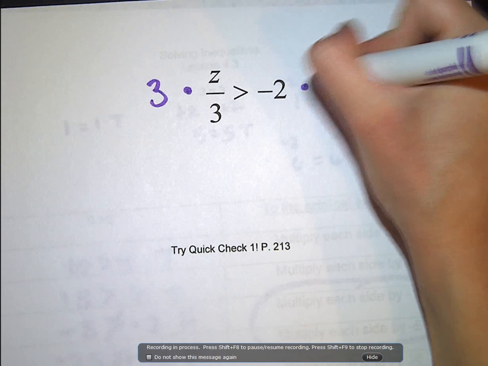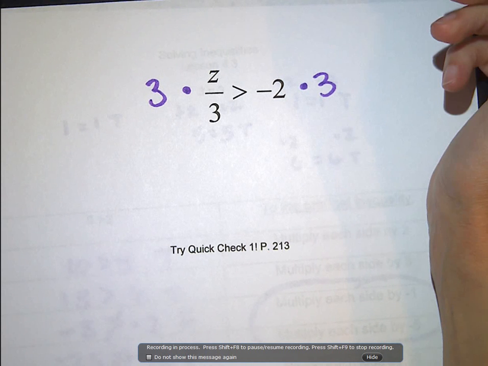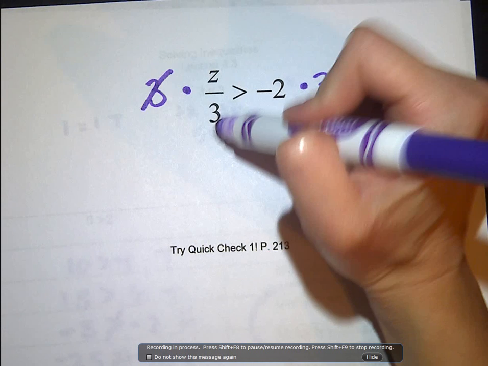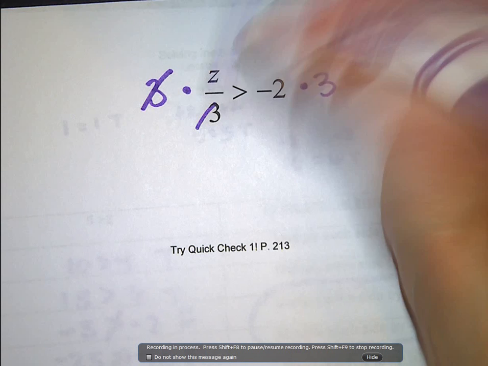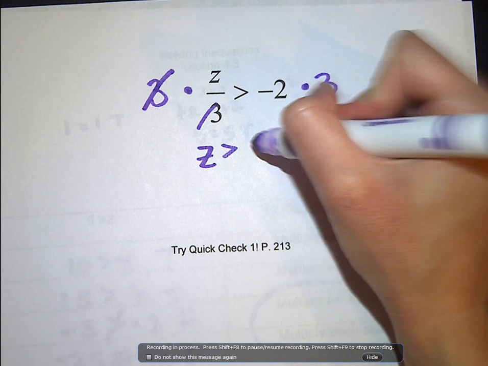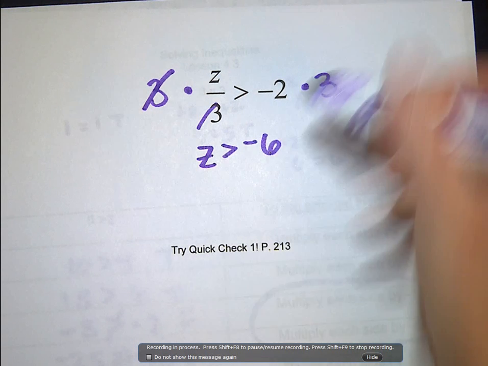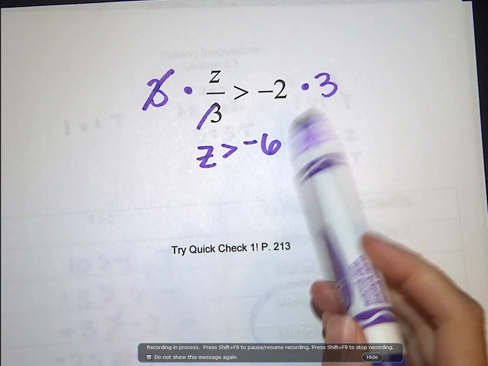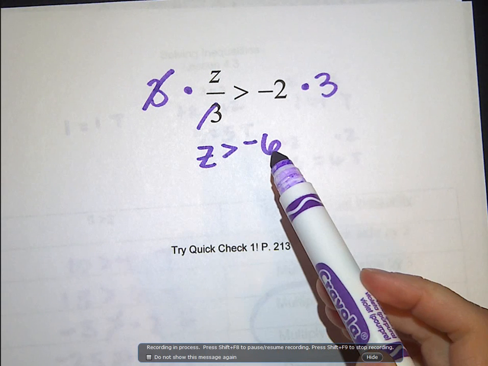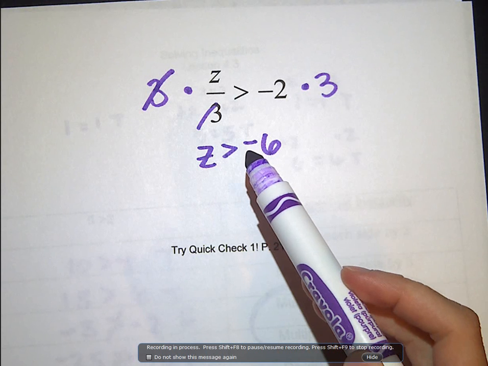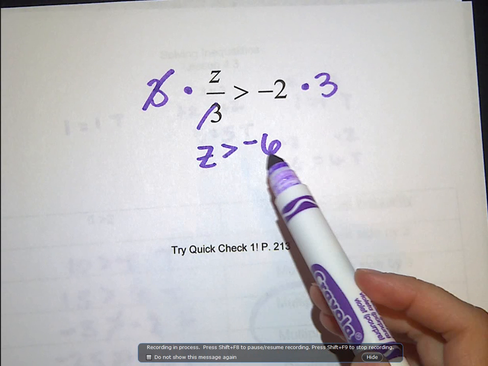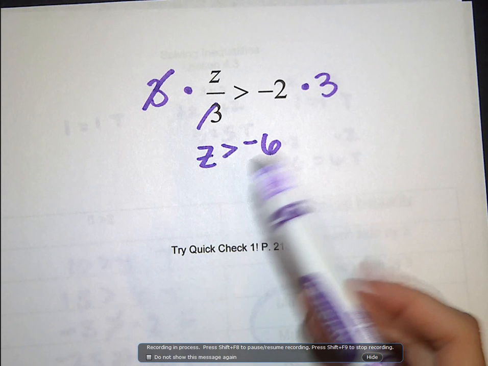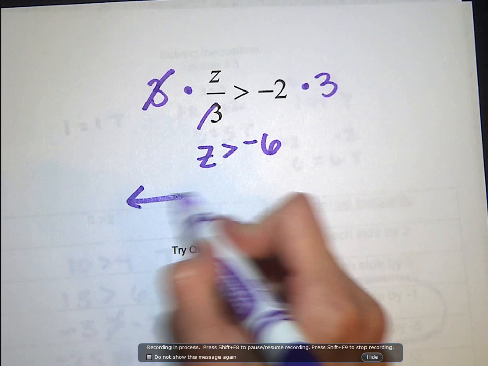Now, I'm not multiplying by a negative, so I do not have to flip the sign. So these cancel, and I've got z is greater than negative 6. Again, I have a negative 6 as my answer as part of my solution, but I don't flip the sign because I didn't multiply or divide by a negative. And I can check this again if I put it on my number line.